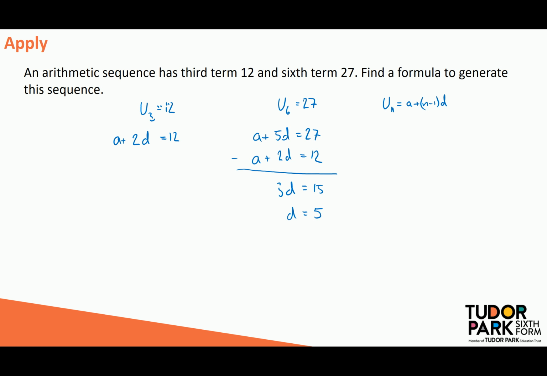Now, knowing that, I can substitute that back into one of my previous equations. So potentially we're going to say that a plus 2 lots of 5, which is 10, is equal to 12. So that's going to then tell me that a must be equal to 2. So my general rule for this sequence, to find the nth term of this sequence, it's going to be the first term, which is 2, plus n minus 1 lots of 5. And that's how we're using this new notation.